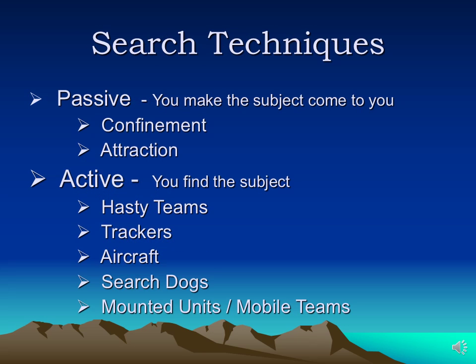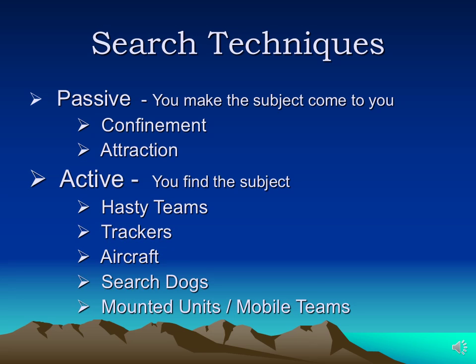Searches may be done using two primary techniques, or a combination of these techniques. One is passive techniques, which are techniques that you try to do to get the subject to come to you. These might include placing search teams to possibly confine the subject so that the subject is likely to run into a search team, or use some means of attraction.